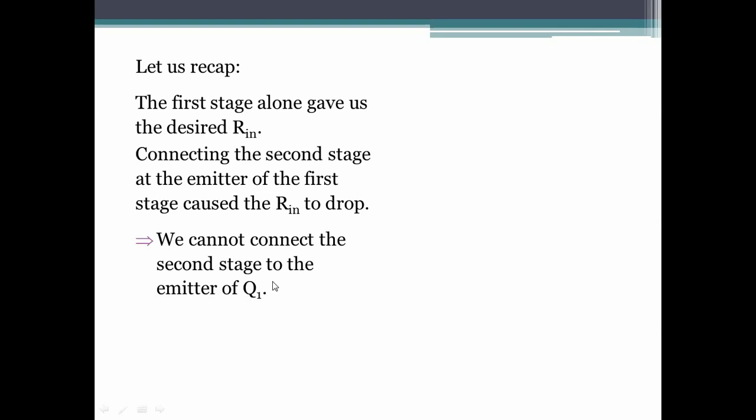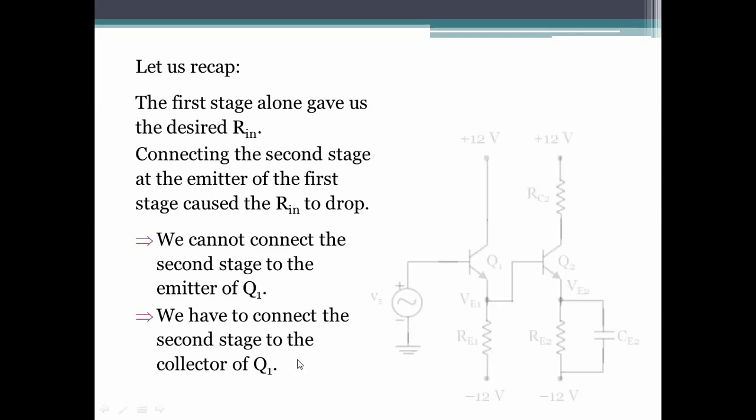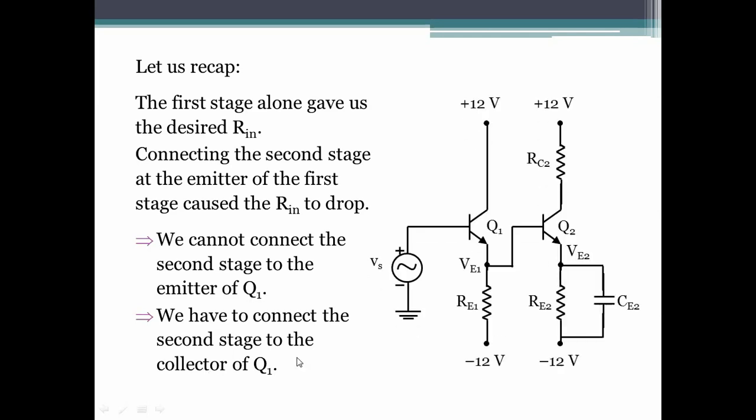We have to connect the output of the first stage somewhere. We don't have a choice. So we connect the second stage to the collector of Q1, not the emitter of Q1, but the collector of Q1. There is no other place to connect it.